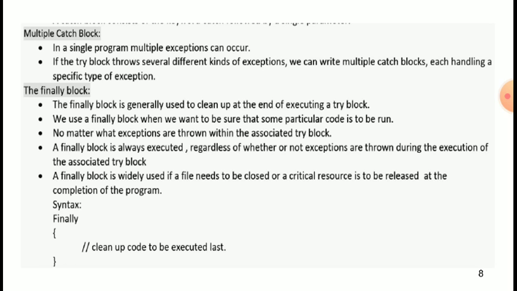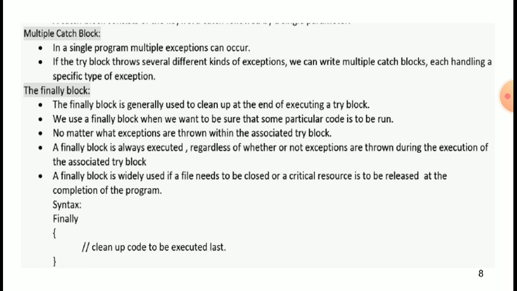Next is multiple catch blocks. In a single program, multiple exceptions can occur if the try block throws several different kinds of exceptions. We can write multiple catch blocks, each handling a specific type of exception, and the last is a finally block. So first is a try block, second is a catch block, and third is a finally block.